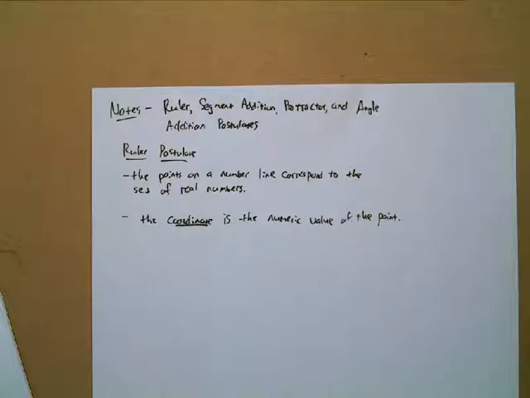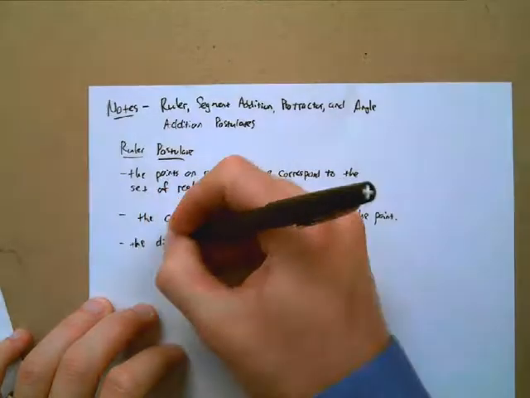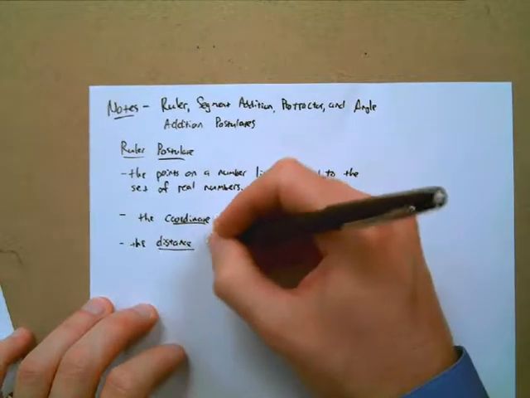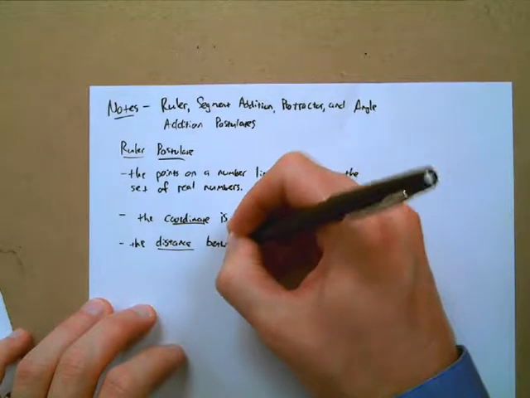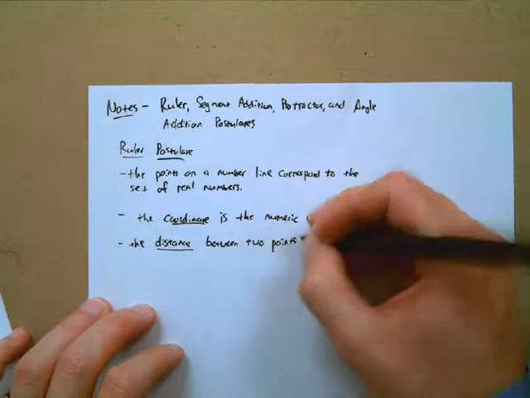And if we want to find distance. And so here's that measurement idea, right? Geometry. So the distance between two points on a line is equal to, and then I'll pause right there and we'll take a look at a picture.